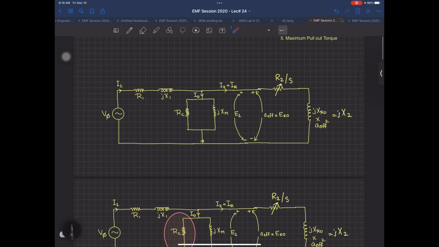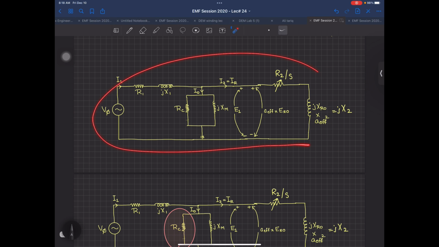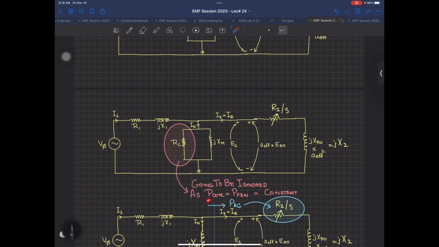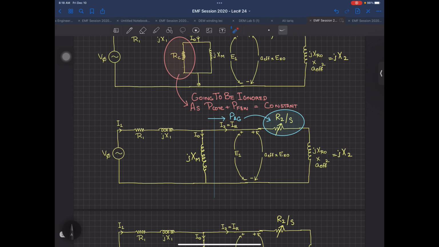For that purpose, in a brief overview, this was the equivalent circuit. In this equivalent circuit, we took this RC out of the circuit. This RC was the lumped stator eddy current and hysteresis losses. It was taken out because it is going to be ignored, since the core losses plus friction and windage are assumed constant throughout the load profile. Based on this equivalent circuit, to find the power being dissipated, we need the power in this resistor, R2 by S, and the power dissipated in it is the air gap power.